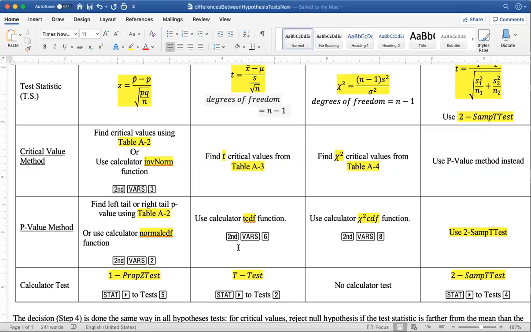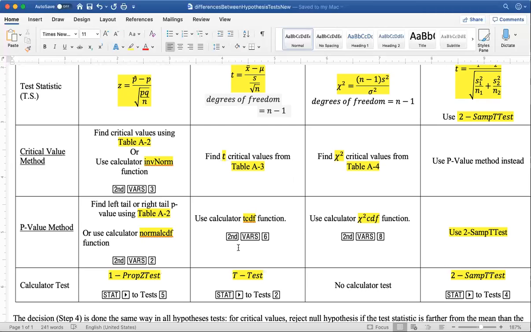For a test of mean, we would use table A3. And for a test of standard deviation, we would use table A4. And for a test of difference between means, we're going to just use the 2-SampTTest. And remember, all hypothesis tests on the calculator give us 2 things. They give us the p-value and the test statistic. So we could use the 2-SampTTest to get the test statistic and the p-value at the same time, and we would ignore the critical value entirely for a test of difference between means.